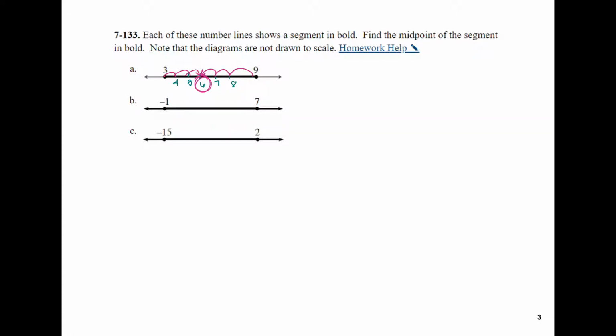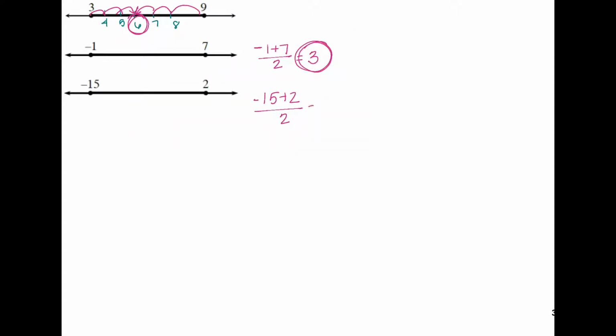When I look at -1 and 7, I notice that those numbers are a little bit further apart. So the midpoint is the same as the average. So if I take -1 plus 7 and divide that by 2, I get the midpoint of 3. -15 and 2 are also a little bit further apart. So if I take -15 plus 2, divide that by 2, I get a midpoint of -6.5.